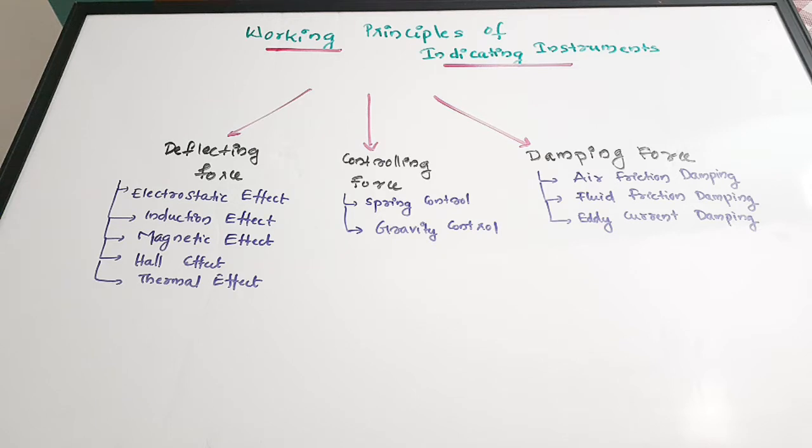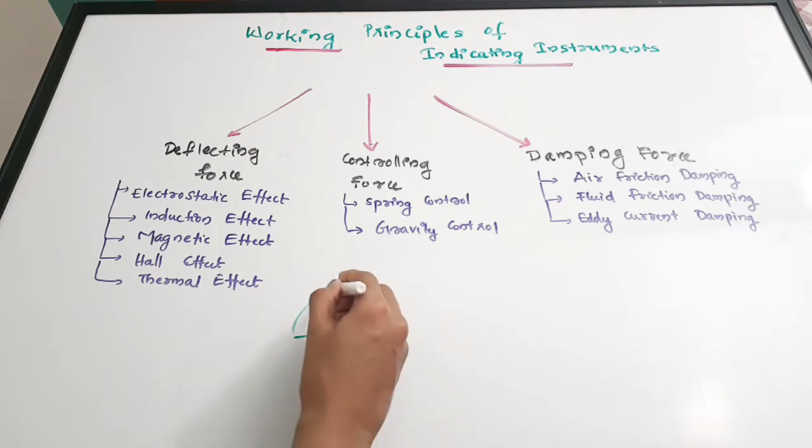For example, if you are taking an instrument with a needle, the needle has to deflect, right? In order to indicate the measurement, the needle has to move or deflect. So what are the various forces acting on the various types of indicating instruments to cause the movement of the needle? That is the classification. It can be due to deflecting force, or controlling force, or damping force.